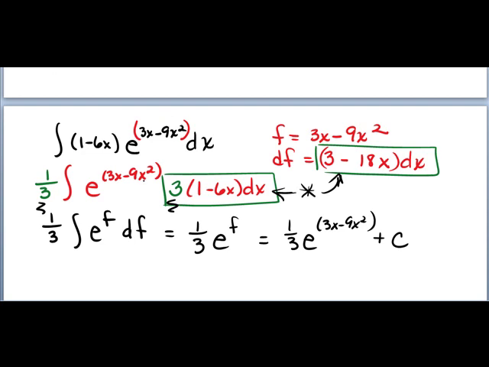So keep practicing and definitely practice substitution. And the hardest part is identifying what to make f, and then from there I think it rolls a little bit. So good luck with your work on integrating.